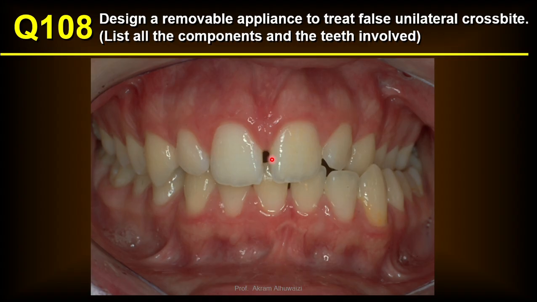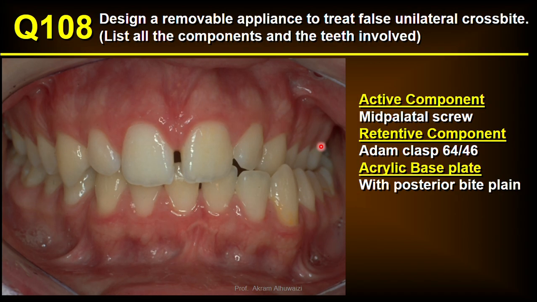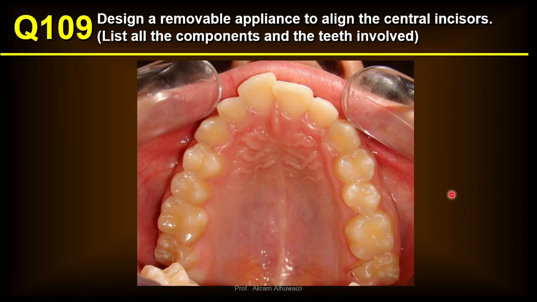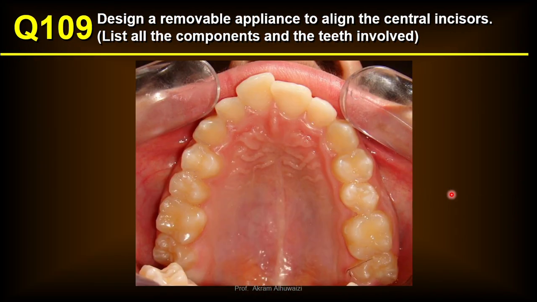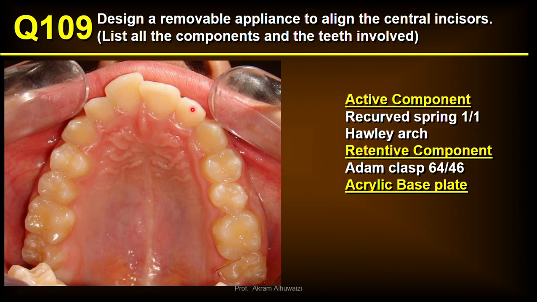Design a removable appliance to treat this case, and this is a case of a unilateral crossbite. So the design would be a mid-palatal screw, Adams clasps on 4s and 6s with posterior bite plane. Design a removable appliance to align the central incisors. This is a simple case in which you treat it by recurve Z-springs on 1 and 1 and the Howley arch. The Howley arch here is active since it provides a couple force system. The retentive part is the Adams clasps on the 6s and 4s and an acrylic base plate.